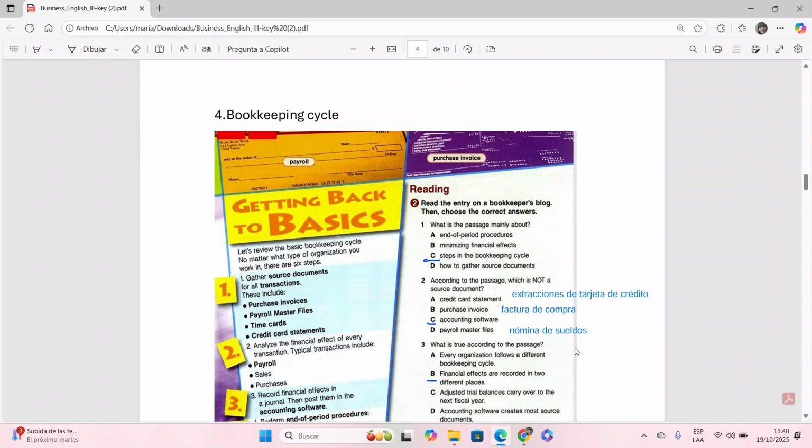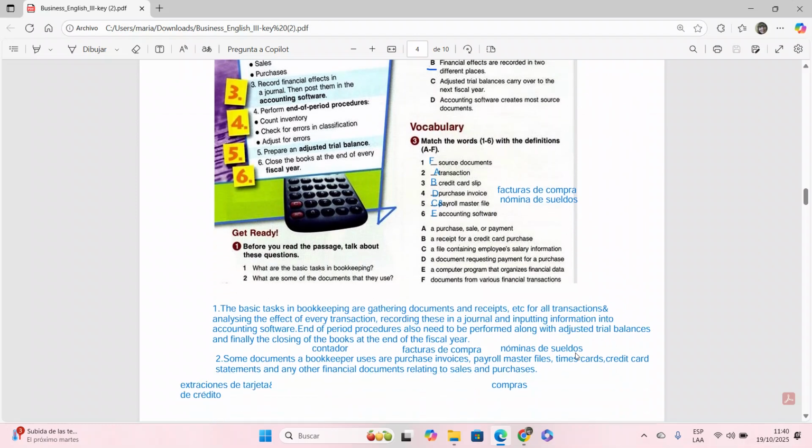4. Bookkeeping cycle. 1. What are the basic tasks in bookkeeping? The basic tasks in bookkeeping are gathering documents and receipts for all transactions, analyzing the effect of every transaction, recording this in a journal, and inputting information into accounting software. End of period procedures also need to be performed, along with adjusted trial balances, and finally the closing of books at the end of the fiscal year.